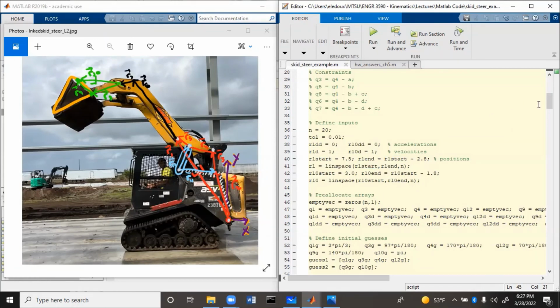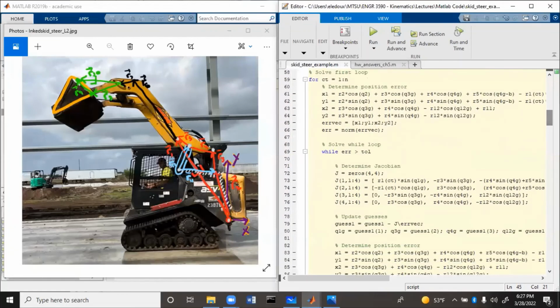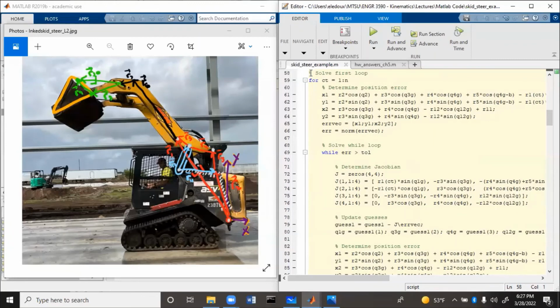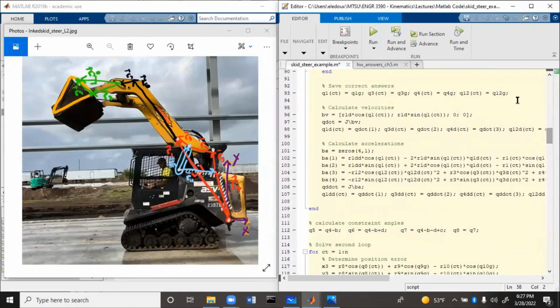So then we pre-allocate arrays, define the initial guesses, solve the first loop. So here, the first loop will get solved, and that is basically just the bottom loops. So we have x1, y1, x2, y2, and you can see those correspond to the red and the blue. So those loops solve, and then that comes out with the answers here: theta 1, theta 3, theta 4, and theta 12. So once those have all been calculated, then we get velocity, we get acceleration. Finally, the bottom loops are finished.